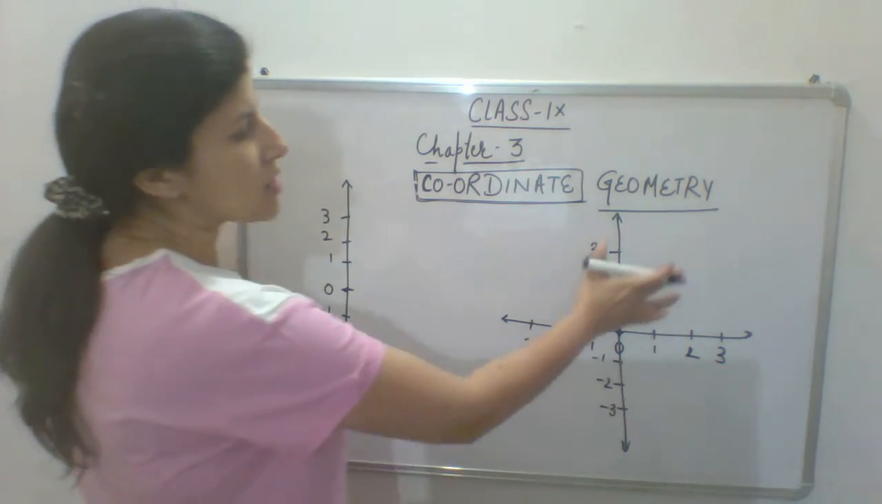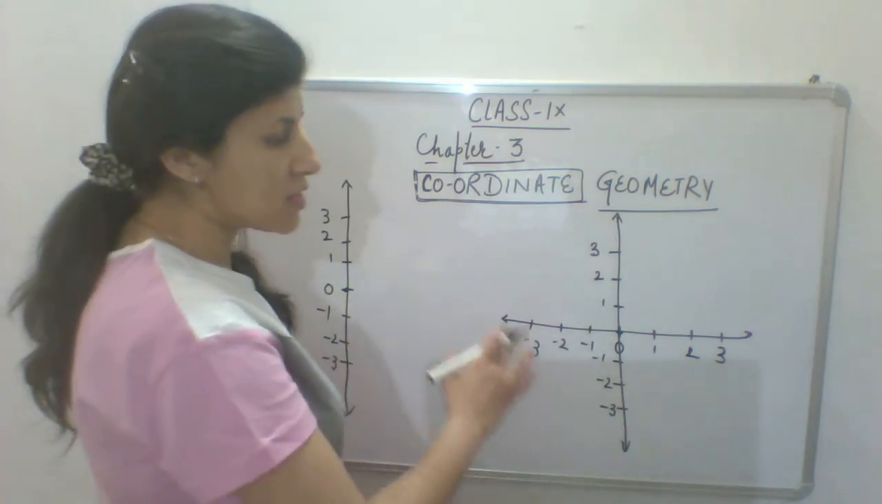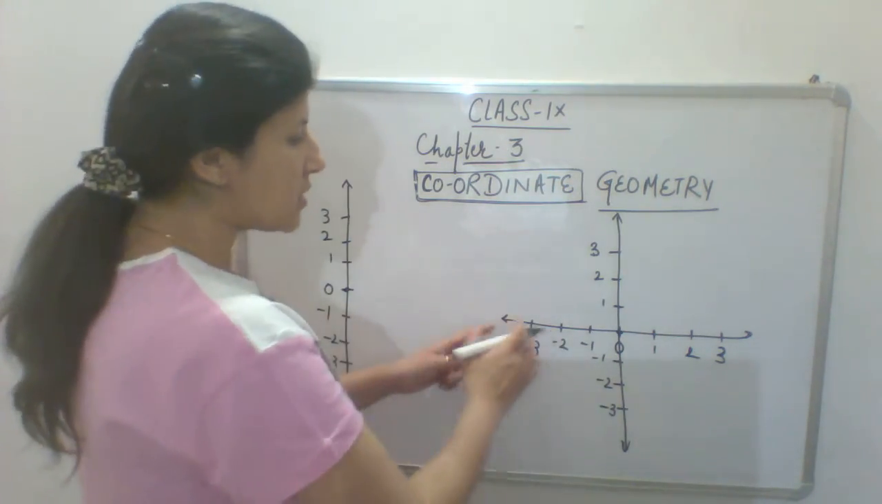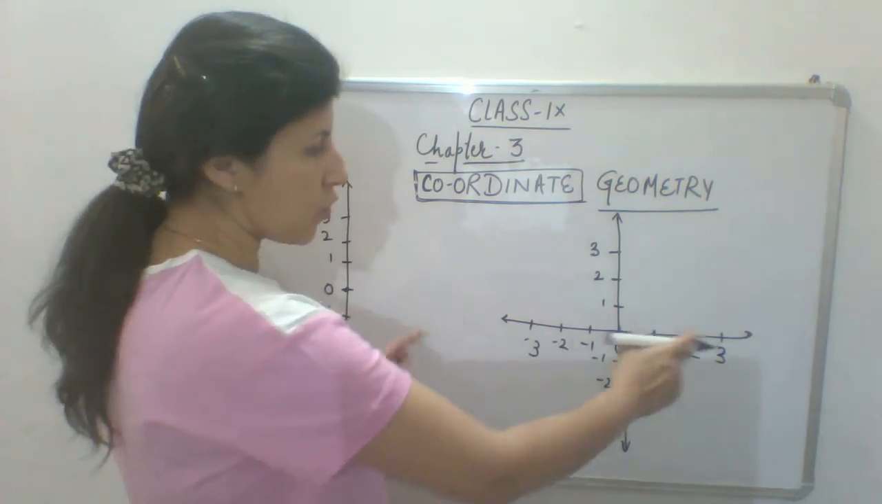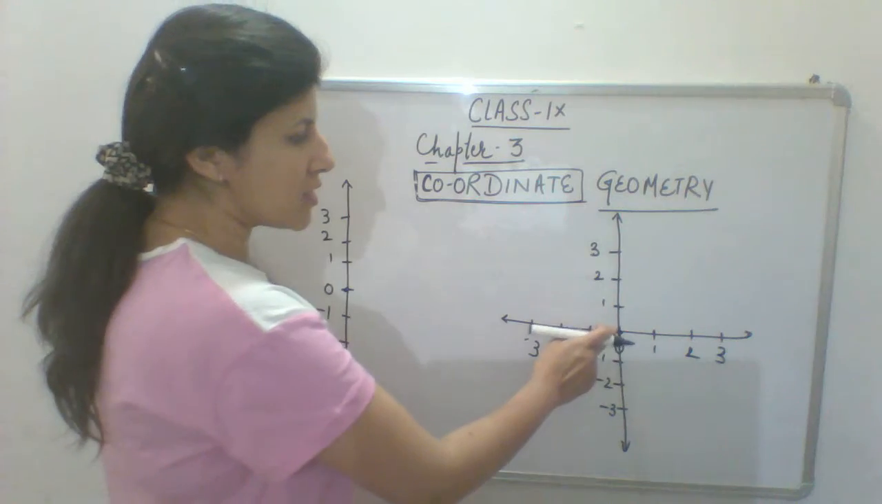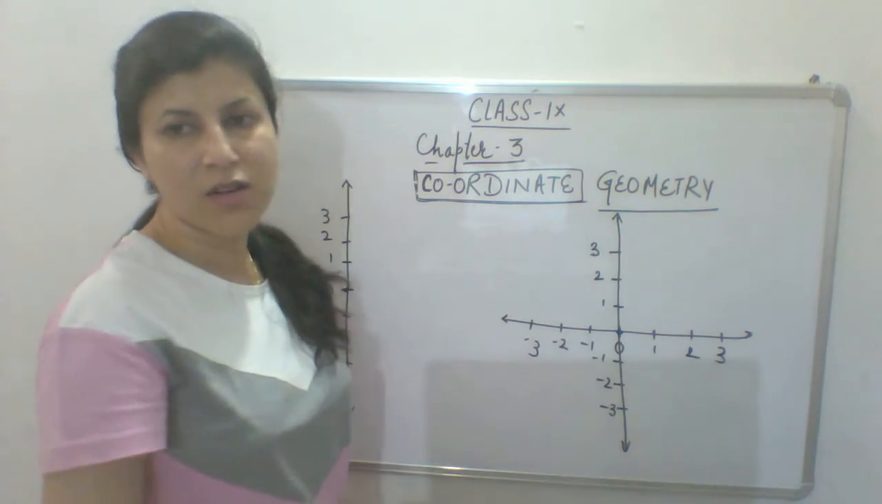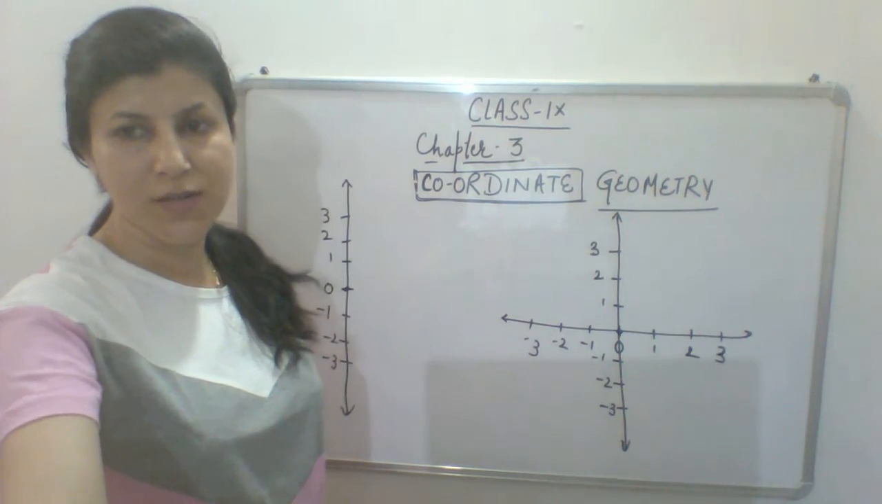Now let's discuss all these things in detail: what these lines are called, what this horizontal line is called, what this vertical line is called, what this intersecting point is called, what all these four parts are called. Let's start with it.